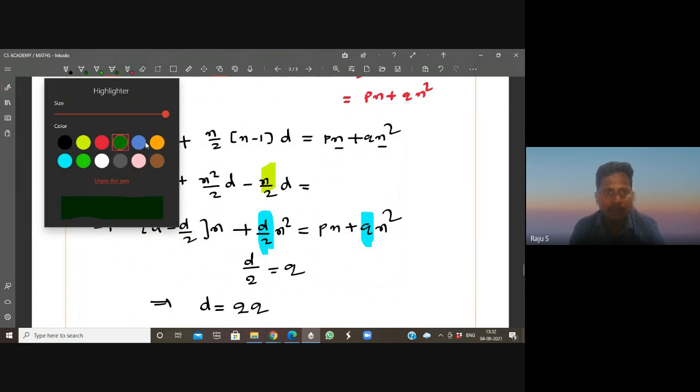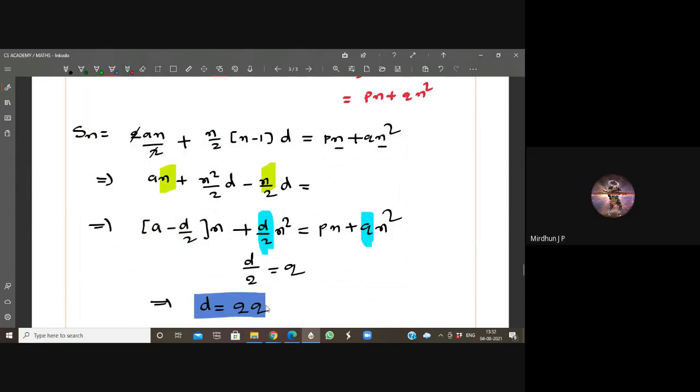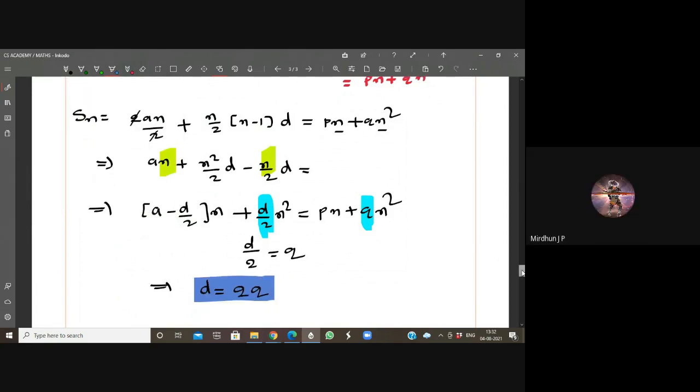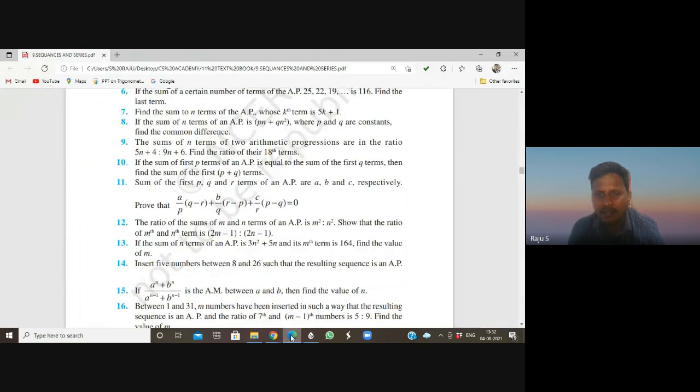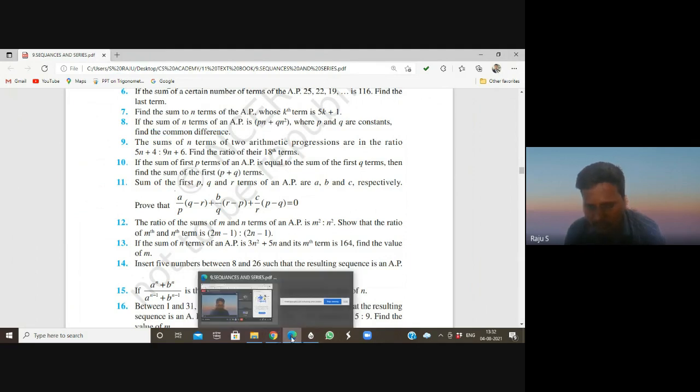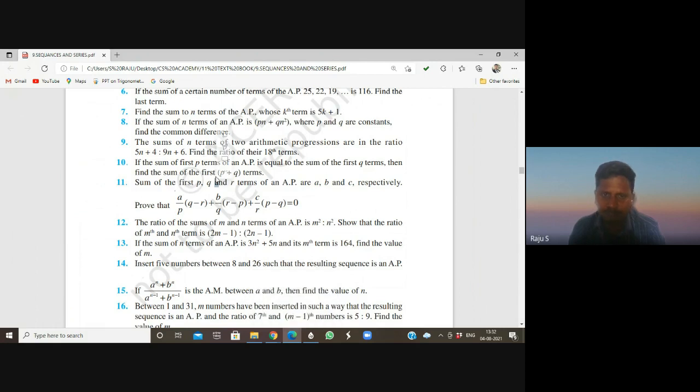Having any doubts? Sir, with this we can find the first term also, no, sir. Yeah, we can find the first term, but they do not ask. If they ask, you can find. Otherwise, not necessary. They are asking only the common difference, so we found that. We can also get the first term in terms of p comma q. Surely.